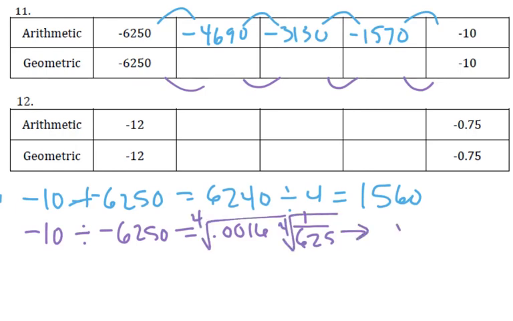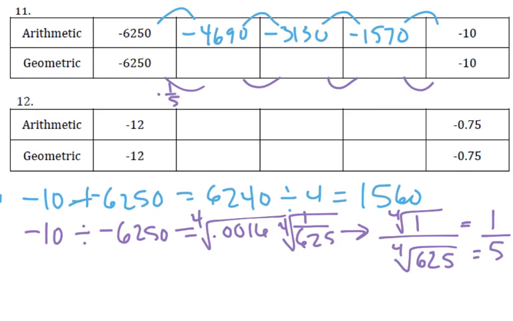Which, when you're taking a root of a fraction, you can separate it. Take the fourth root of the top, the numerator, and the bottom, the denominator. So the fourth root of 1 is 1. The fourth root of 625 would be 5, so it's really 1/5 that we're timesing by. In other words, we're dividing by 5.